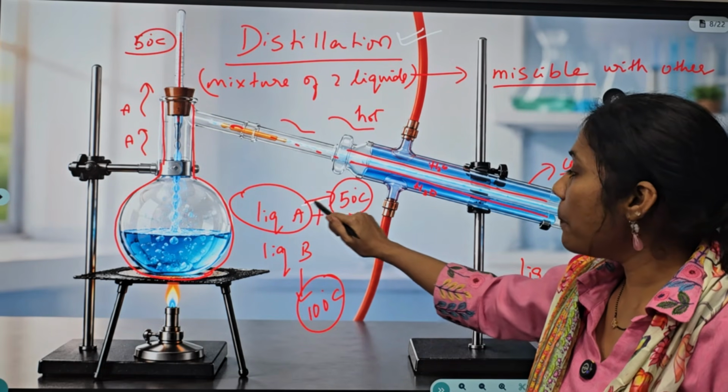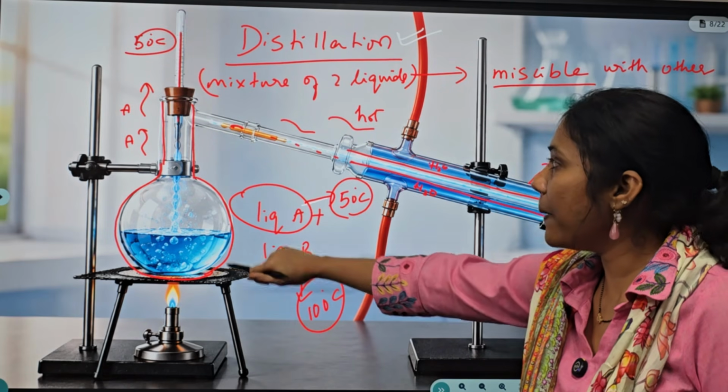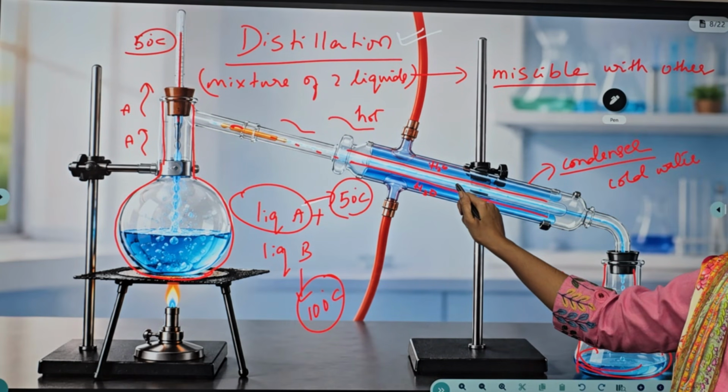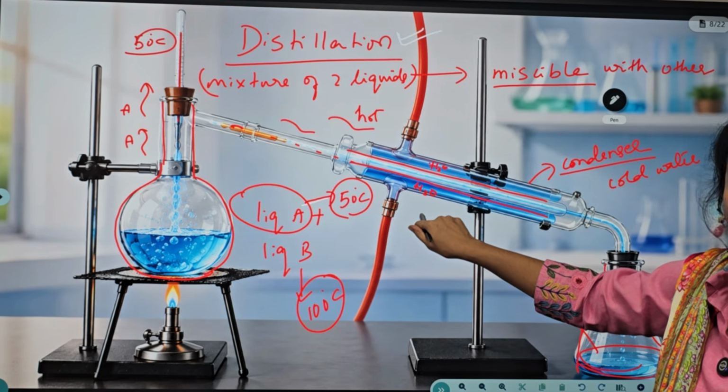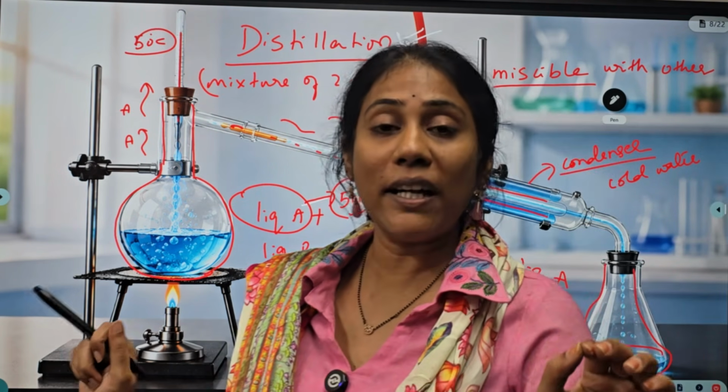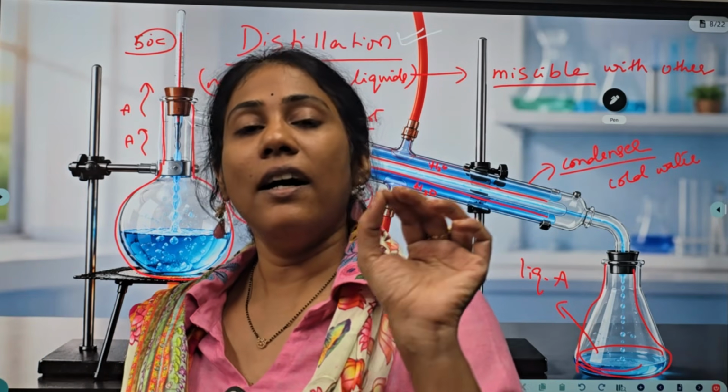At this boiling point, A's vapors will come, we are collecting them, and making them pass through a condenser, so that the vapors become liquid again and that liquid is collected. So, hope you understood the process of distillation.